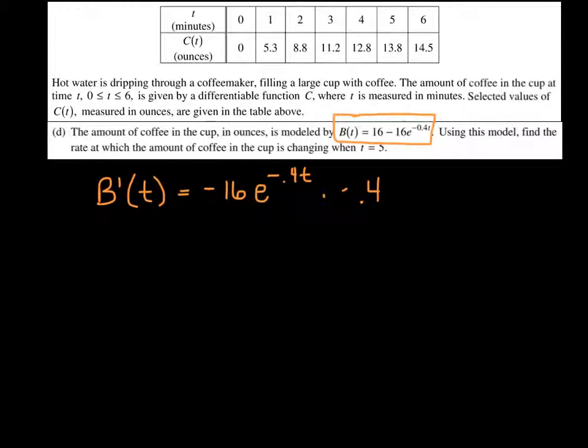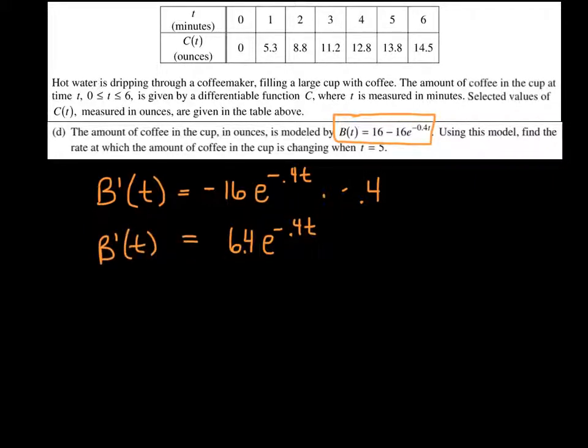Okay, and so if I were to multiply negative 16 times negative 0.4, well, I know that 16 times 4 is 64, negative times a negative is a positive, and then I have to move my decimal back one place there. Okay, and then e to the negative 0.4t. So that's my b prime of t.